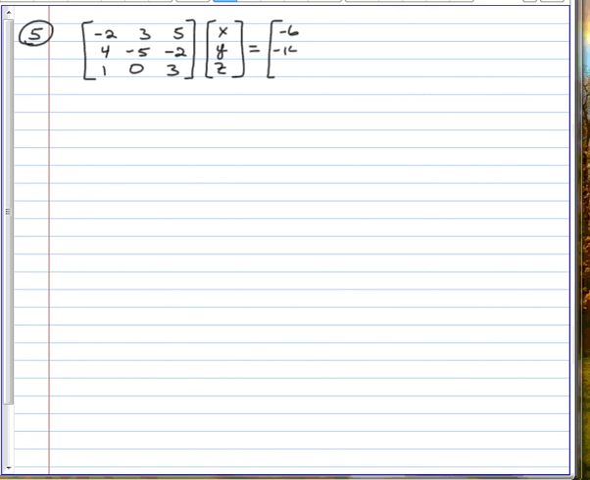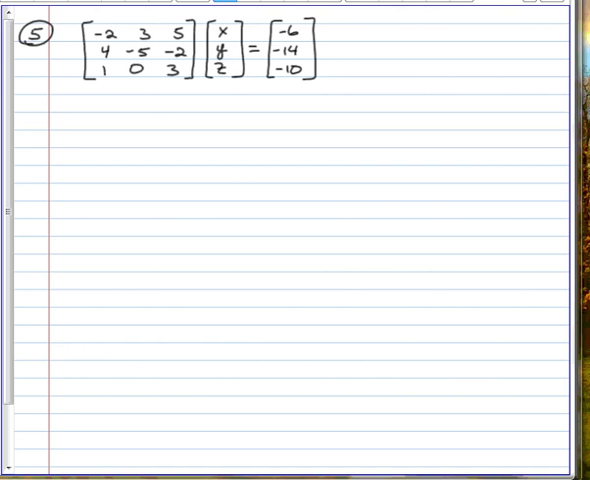You don't have to have this copied down. And here's the reason why. There's really no math to do on this problem. It says write the matrix equation as a system of equations. Don't solve.